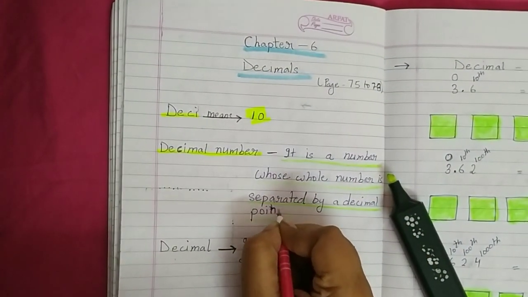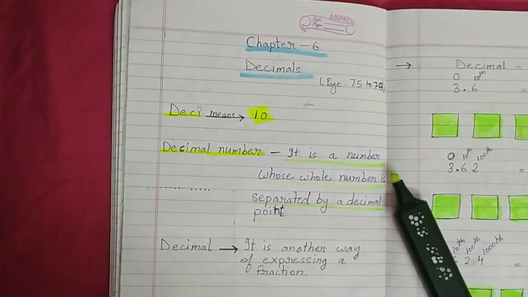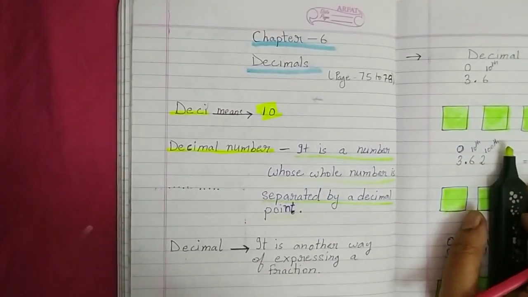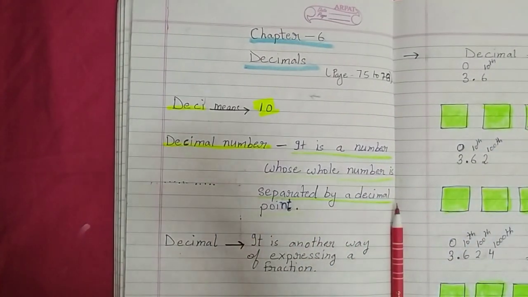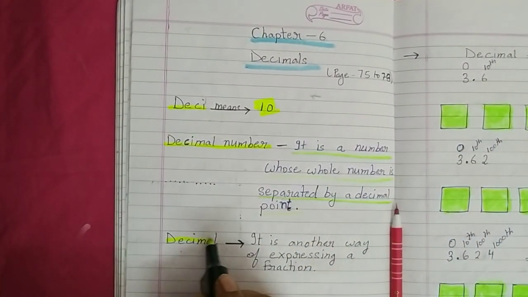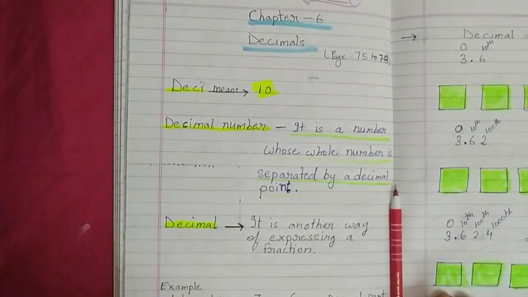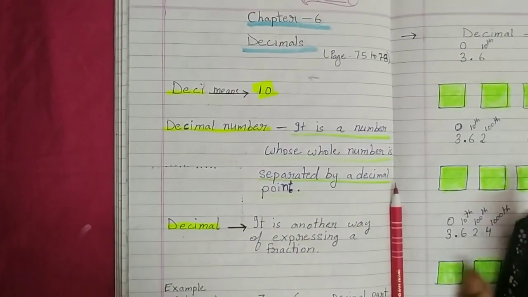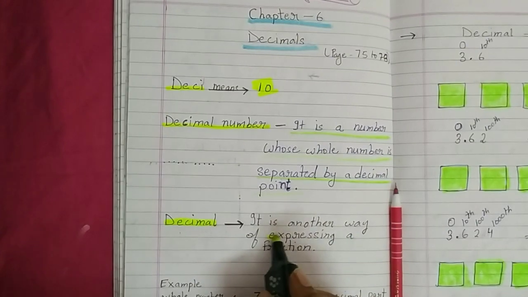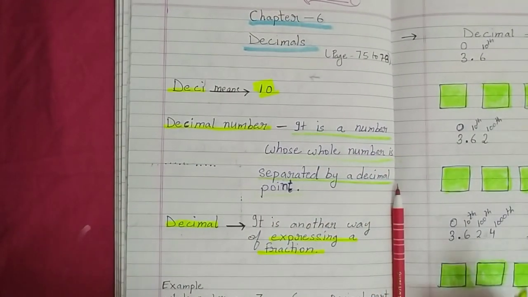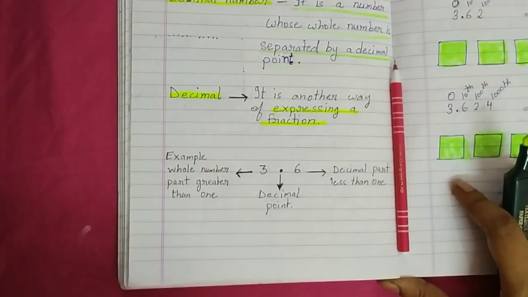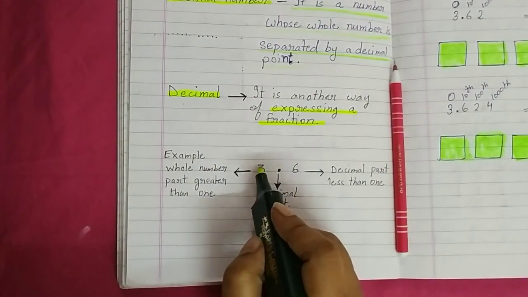P-O-I-N-T. Point. Now, this much is clear. Now see, I have already told you that decimal is another way of expressing fractions. This much is clear. Now, children, let's take one example.